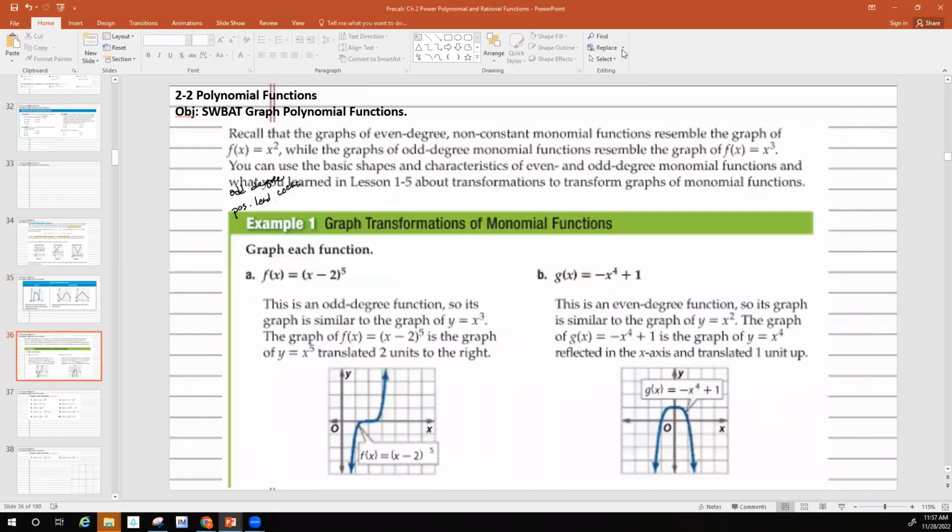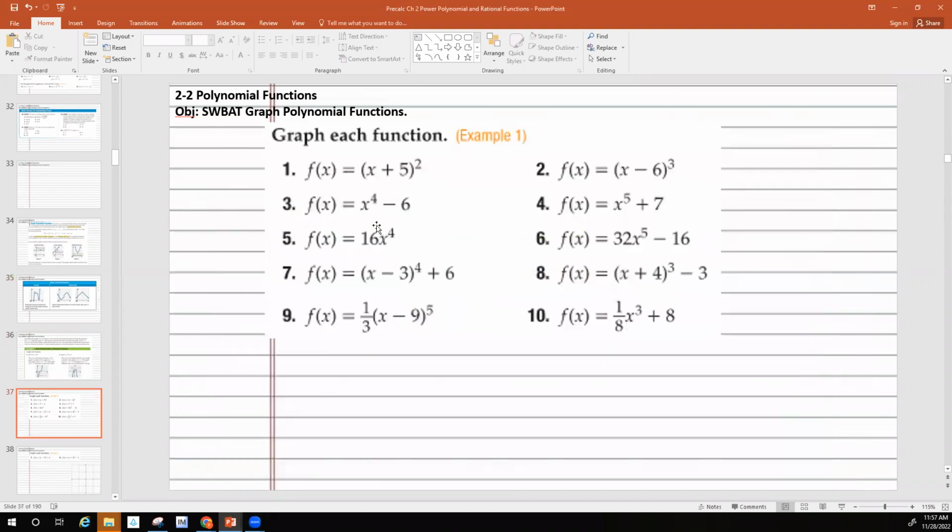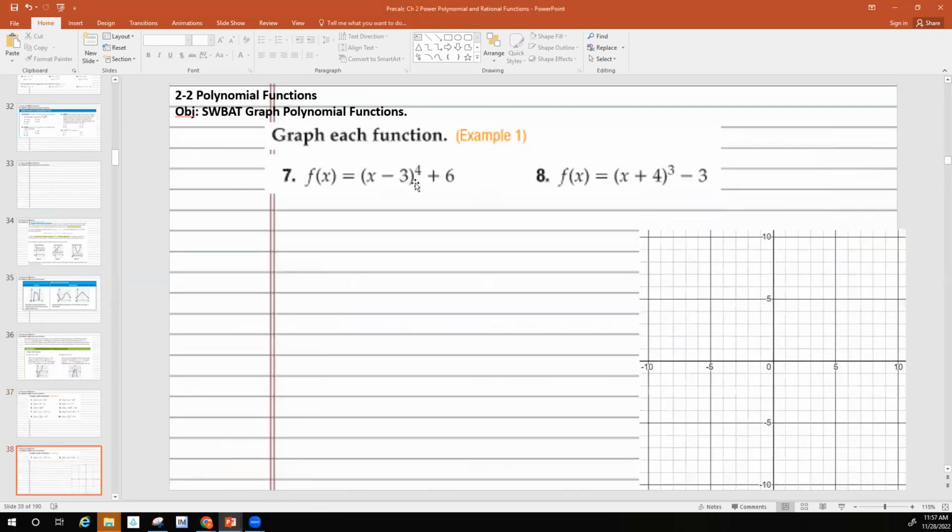On to the next. Here we're going to be graphing. We're just going to graph each function. And if you're thinking, I don't remember how to graph, don't worry. Whenever you don't know how to graph something, the thing you want to do is make a table. Now, if you do want to look at it using transformations, let's do number 8.